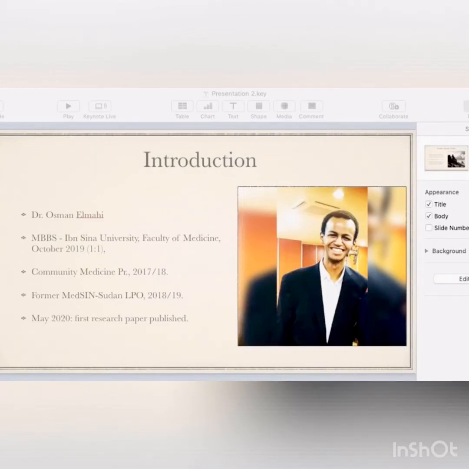And Alhamdulillah, I've also managed to claim multiple prizes during my time as a medical student, most notably the prize in community medicine, which I obtained in 2018. And also in the field of para-academics, I was formerly the local public health officer at Medicine Sudan for the term 2018-19. And also my first research paper was published recently on May 4th, 2020.